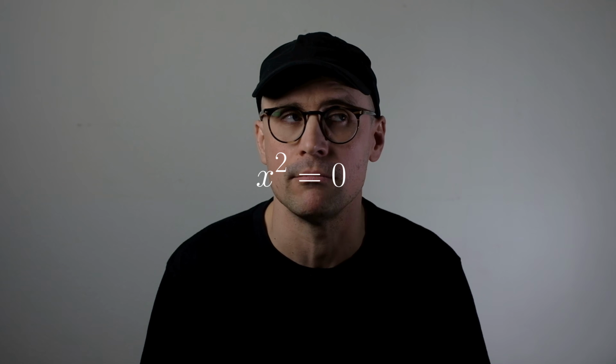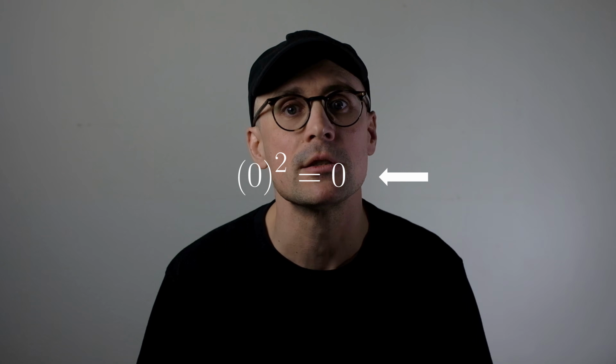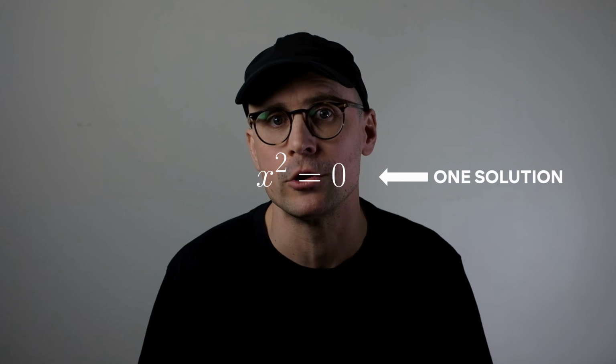And there's one last situation, which is this equation here, where x² = 0. In this situation, there's only one value of x that satisfies the equation, and that's 0. So this equation has just one solution. To recap then, quadratic equations can have 0, 1, or 2 solutions.